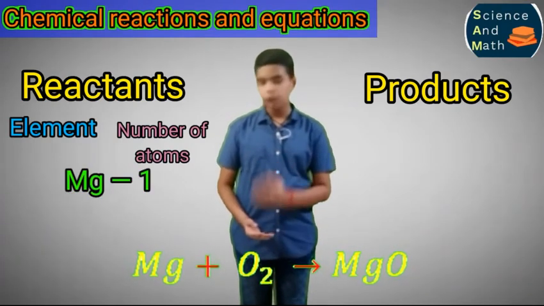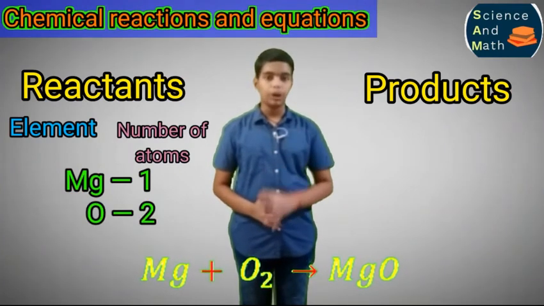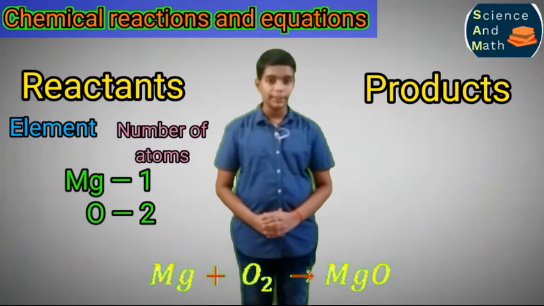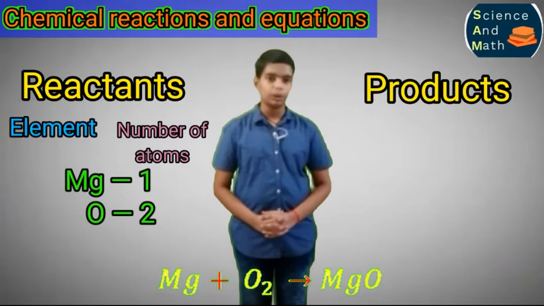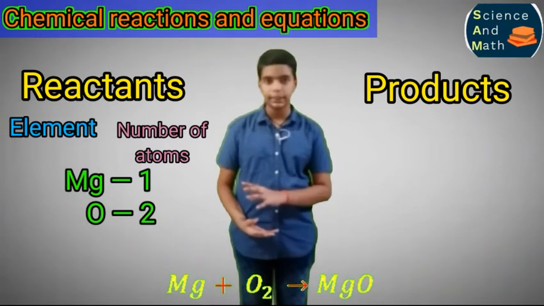Let's get into the oxygen. How many atoms of oxygen? It's 2, because oxygen is diatomic in structure in the atmosphere. Hence, in one oxygen molecule, there are 2 atoms of oxygen. Hence, the total number of atoms present in the reactants is 3.